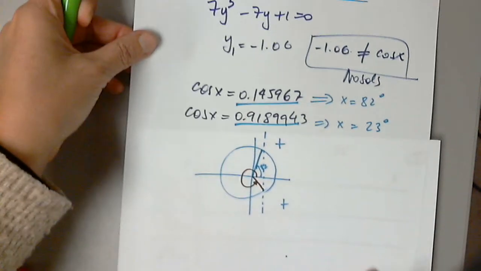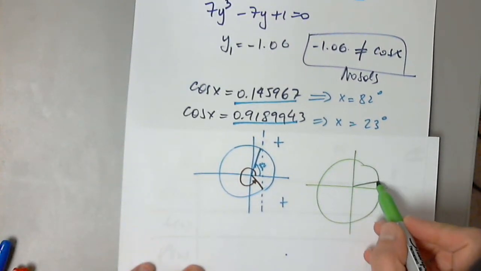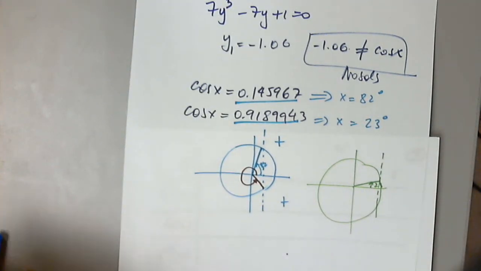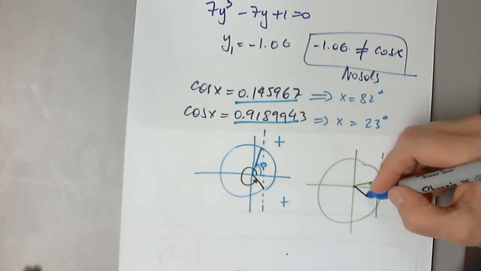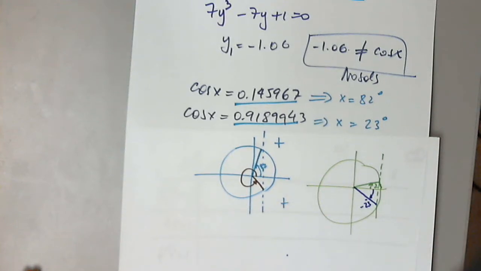So 23 degrees is this angle. This is 23. But also, another angle with the same cosine is this, which is negative 23 degrees.